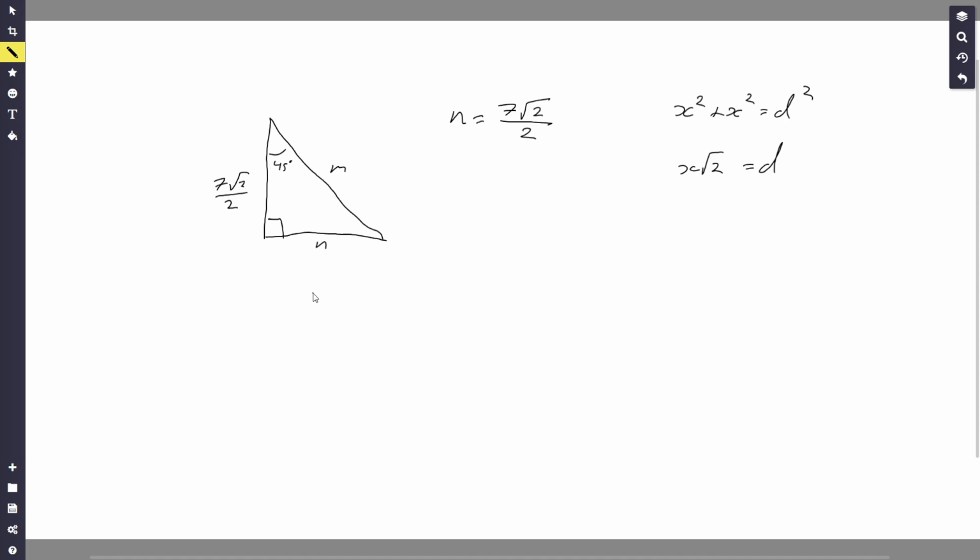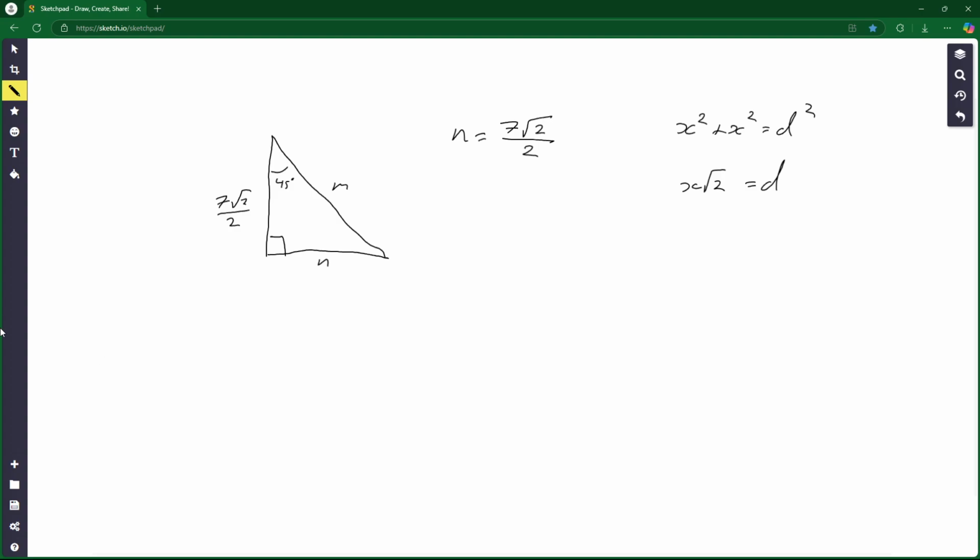Shoot. This is fine. I'm way too tired to be doing this right now. But it should just be, I guess it wouldn't be that. Just a second.